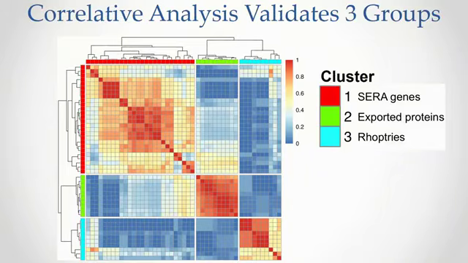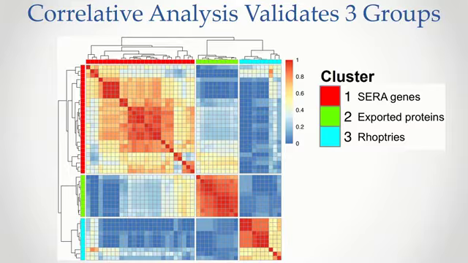So taking this a step further, we wanted to remove the gametocytes from our data set in order to see how those asexual cells are different from one another. And so what we're seeing here is that in cluster 1, we see an upregulation of the SERA genes. In cluster 2, it seems to be exported proteins. And then cluster 3 is rhoptries.